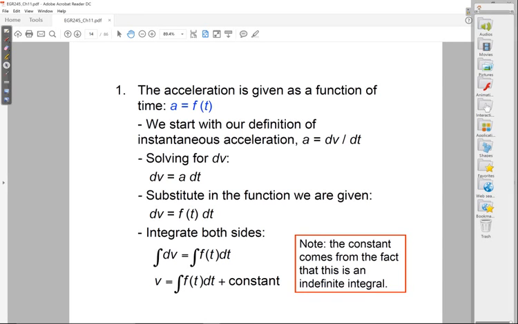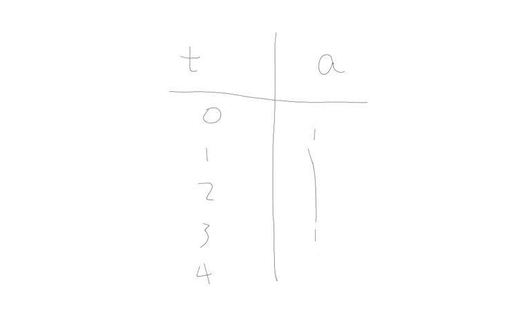Just to make sure we're all on the same page here, you now have, for different times, basically for your data, times and then corresponding accelerations. So 0, 1, 2, 3, 4, and you have a bunch of acceleration values going down there.